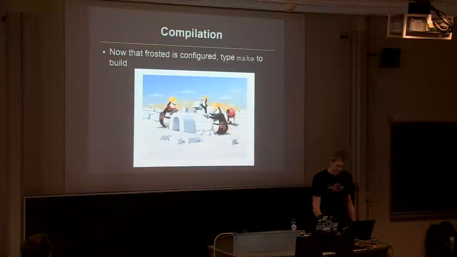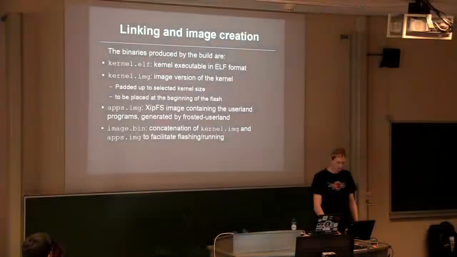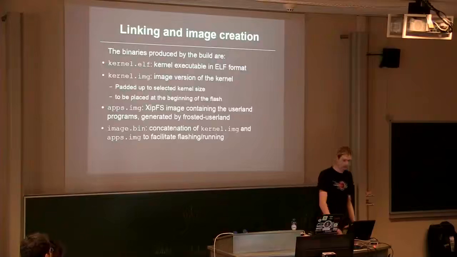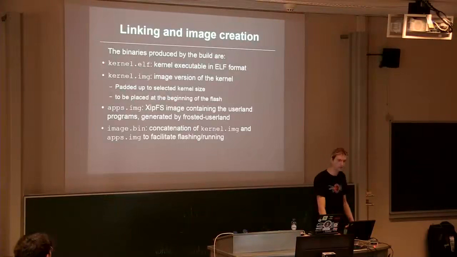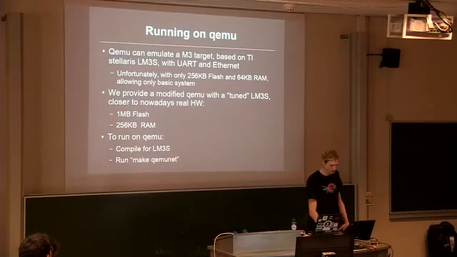Once the options are selected, just run make to build, and then you end up with the image.bin file that you can flash. There are a couple of binaries produced actually: an ELF file of the kernel, an image file of the kernel, and an apps.image. At the end, the kernel.image and the apps.image get concatenated together into image.bin, and that's the one you flash. We also have a QEMU port that has a modified M3 target to have a bit more resources, so you can also run Frosted in QEMU. With networking and stuff, it all works really fine.